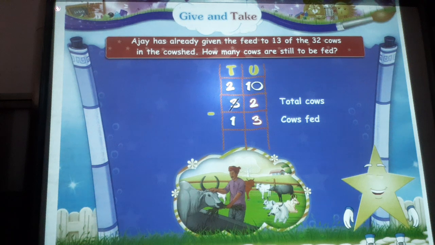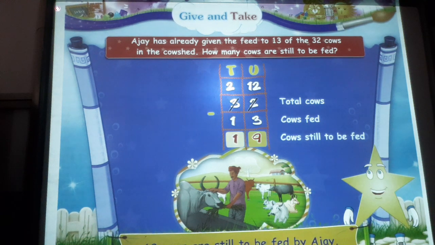In units, now we have 12 minus 3, that is 9. In the tens, 2 minus 1 is 1. So, we see that 19 cows are still to be fed by Ajay.